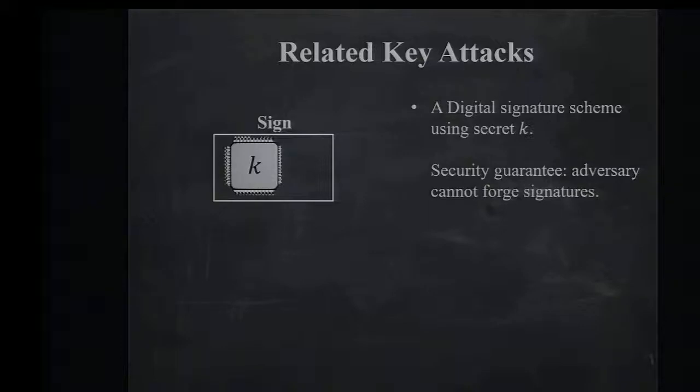What is a related key attack? Now let's consider the example of a digital signature scheme, where you have a key K that's used to generate signatures, and your security guarantee is that the adversary cannot forge signatures. So the adversary gets to observe input-output behavior, namely signatures on messages of his choice, and then needs to come up with something called a forgery, basically come up with a signature on a new message. And standard signatures will guarantee that the adversary cannot actually do it.